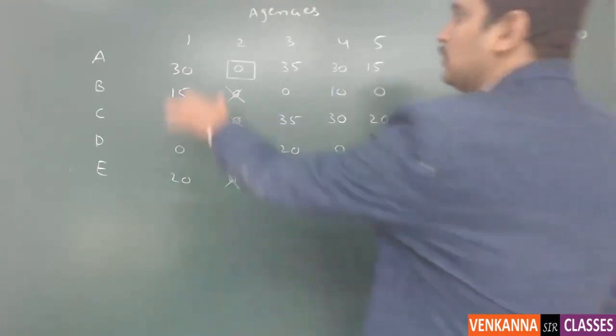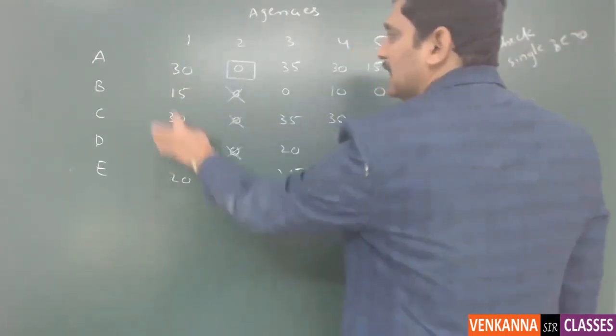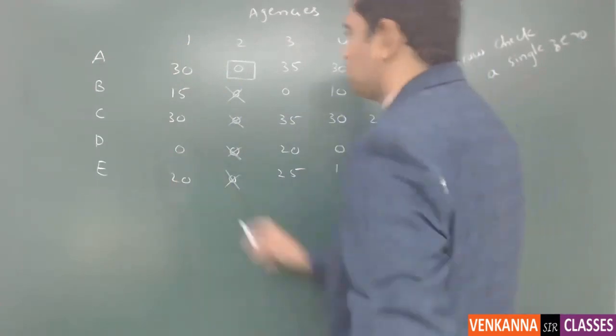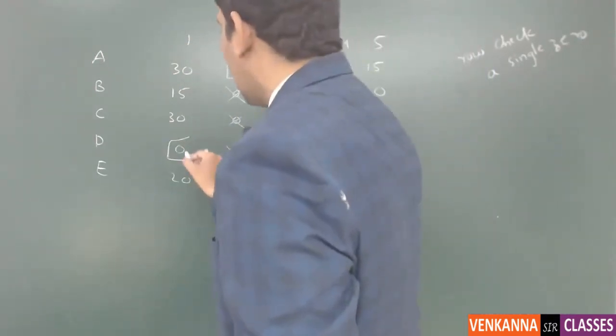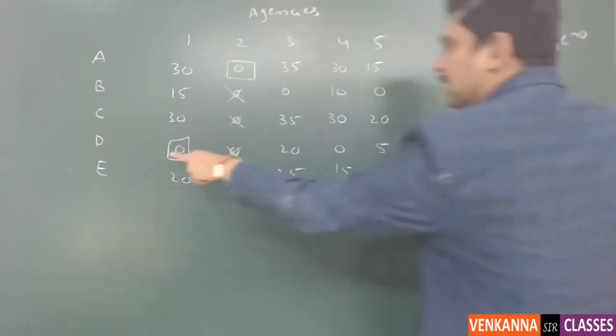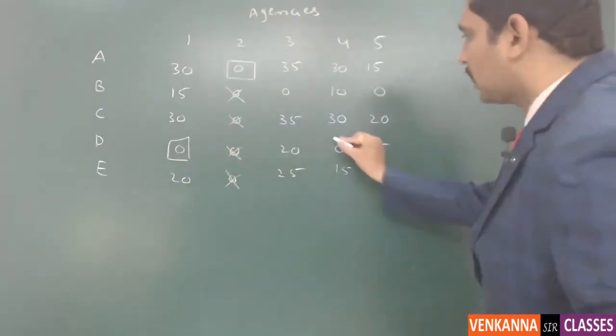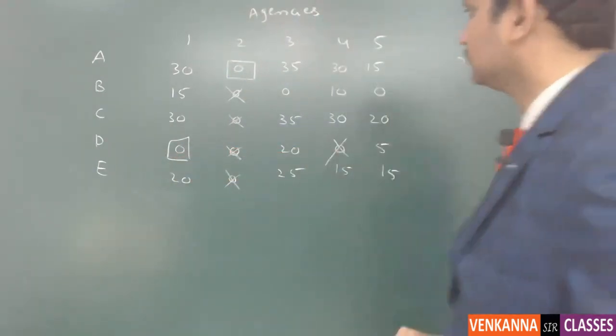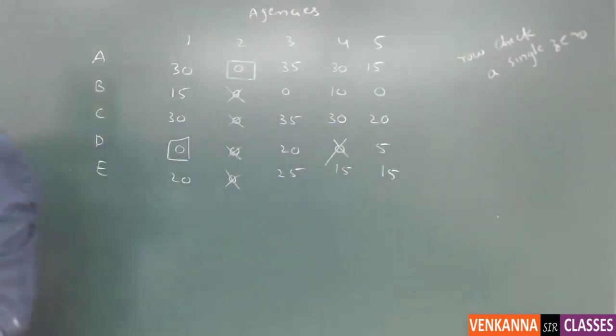Then if you go with the column, here a 0 is there in the first column, I will mark it, and the corresponding zeros in the row will be crossed. Clear? How am I crossing things? Any questions?